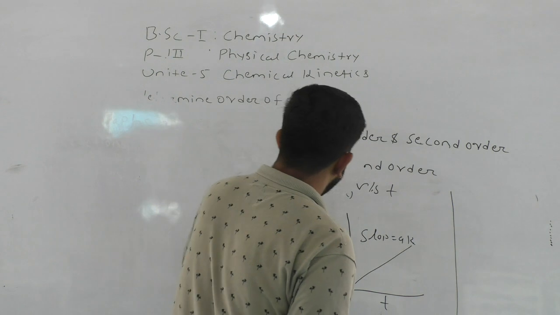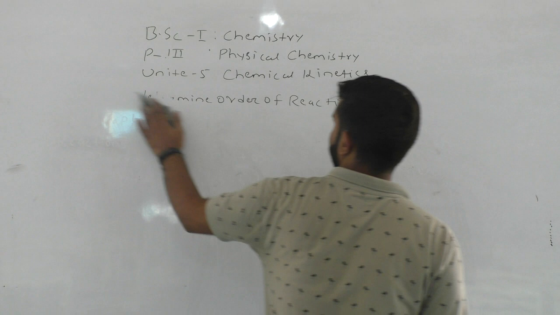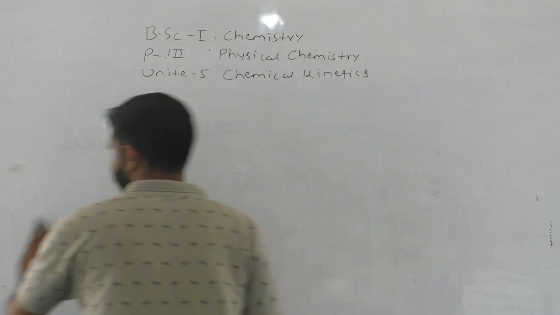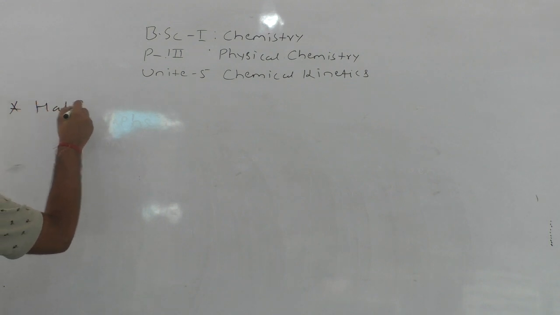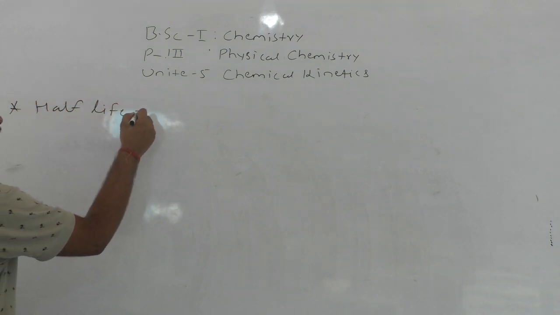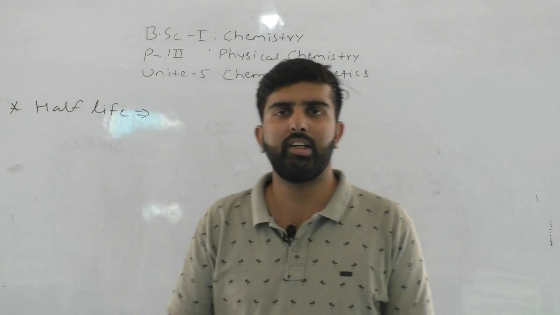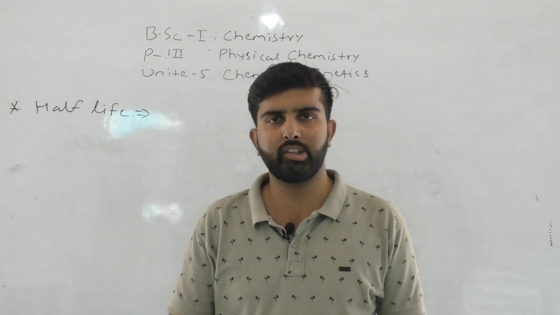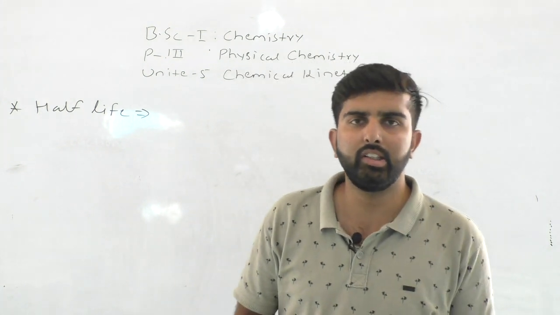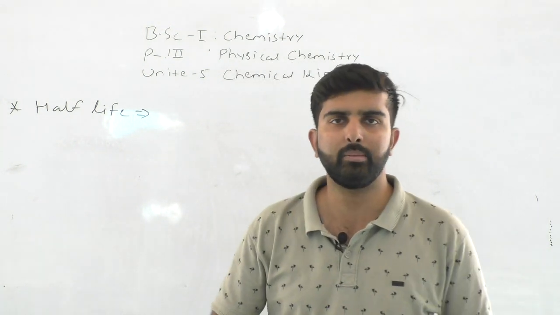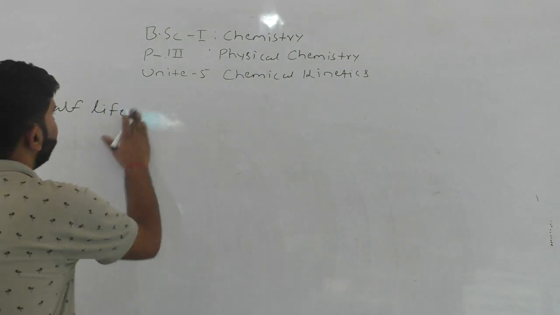Our third method of determination of order is the half-life method. Half-life method. We know that the half-life of a reaction is the time when the concentration of reactants becomes half, meaning the initial concentration of reactants becomes half. That time is called half-life. So, half-life method.